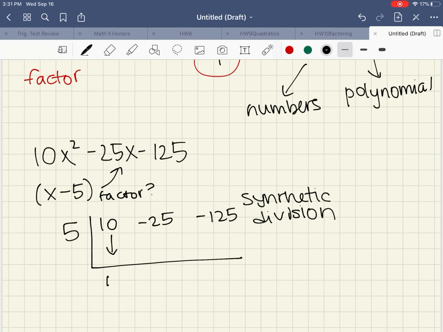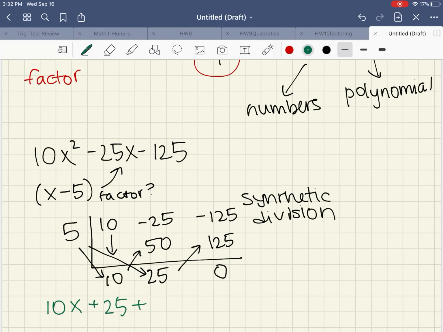Then we bring down the first number, that's 10, we multiply it, put that up there, that's 50. We'll get positive 25, multiply it again by the 5, 5 times 25, which gives us 125, and 0 at the end. If you were writing the answer, it would be 10x plus 25 plus 0 divided by x minus 5. But because it's 0, we don't even have to write that, and our remainder is 0.